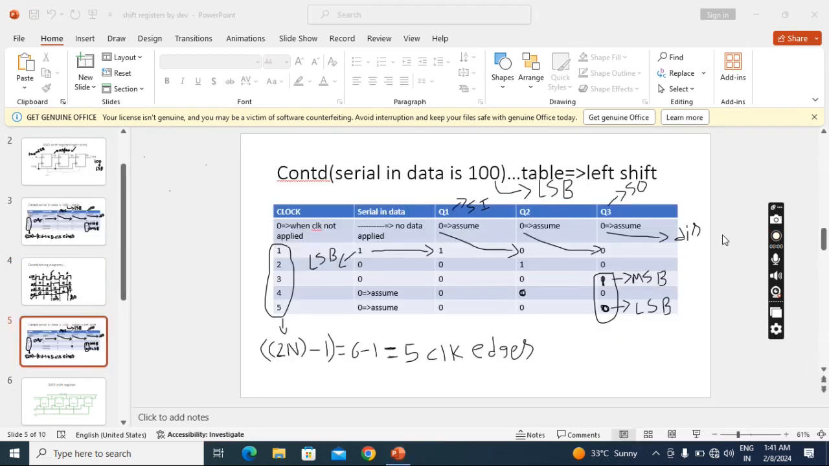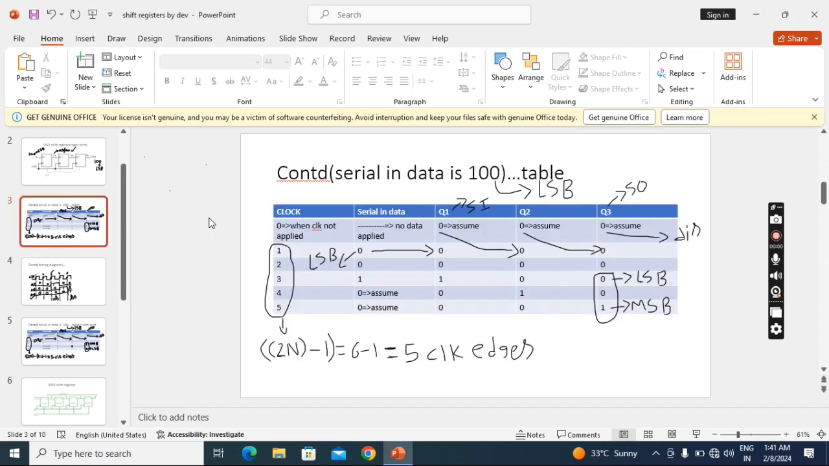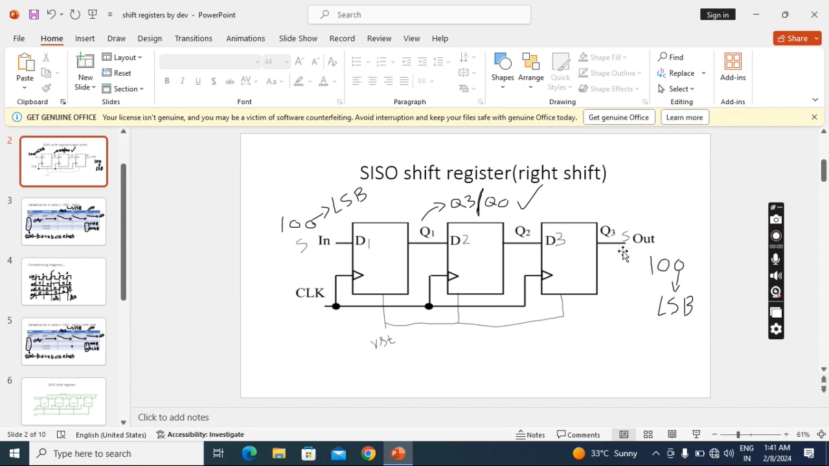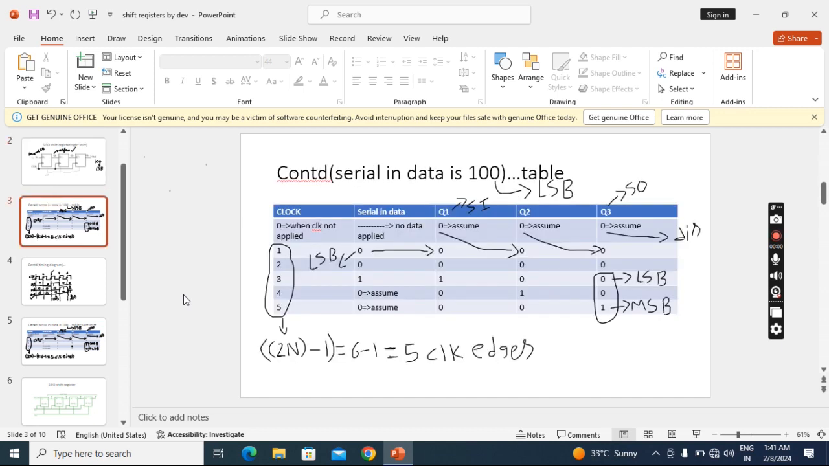In this lecture we'll see serial in, serial out with the left shift register. The previous lecture was about right shift. Now we'll see left shift. Left shift means I apply the data input at this side and it shifts to this side. When I apply data input at this side, this 1 goes first, and this 1 comes out first. So the MSB goes in first and the MSB comes out first.